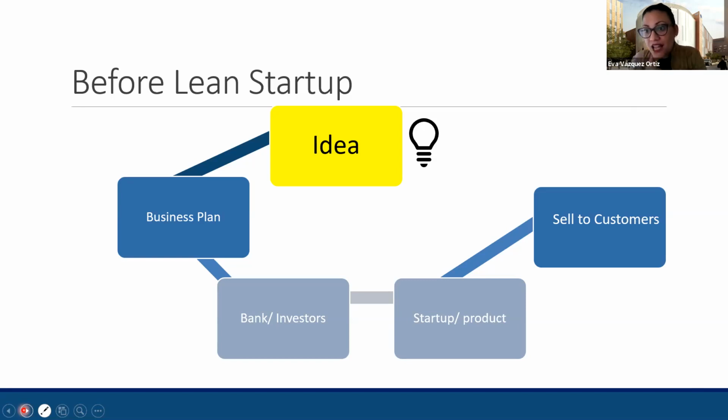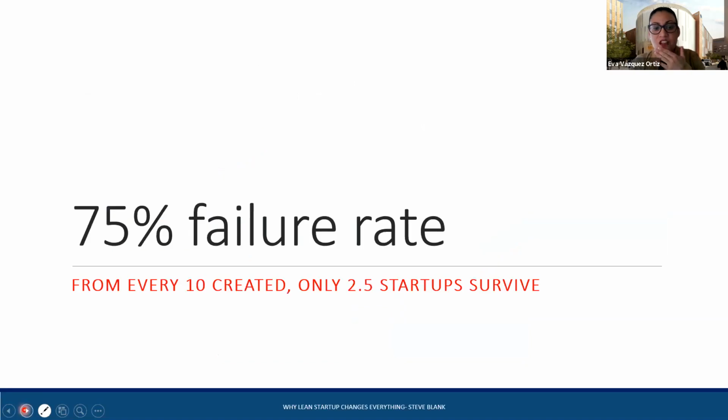With the business plan, they went to banks or investors to raise money. Eventually, with money, they would create a startup, and finally, they would go ahead and start selling to customers. Well, the problem was that many of those startups failed between the first and the fifth year of operation. From every 10 startups that were created, basically 2.5 survived. That's a huge failure rate.